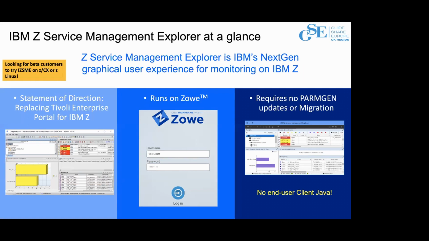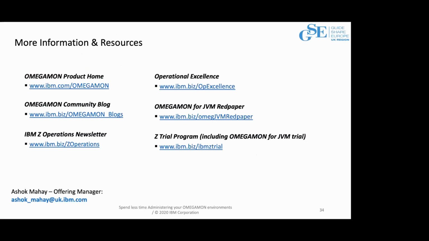So the statement of direction is to replace the TEP. It runs on Zoe. This is a user interface, and it doesn't require PalmGens to use a TEP graphical user interface, and you don't need the end user client Java. So remember talking about future ideas with the configuration manager, talking about graphical user interfaces. You can see these are examples that we can consider as well. Okay.